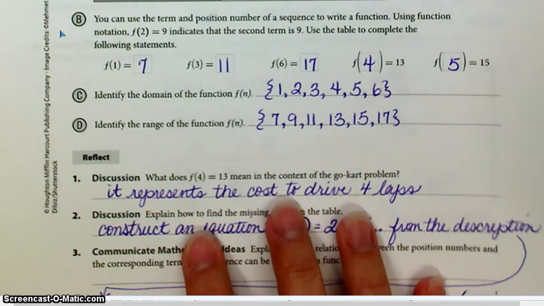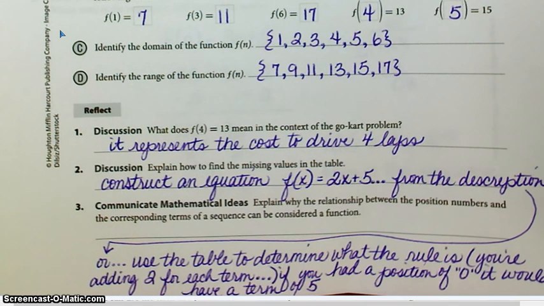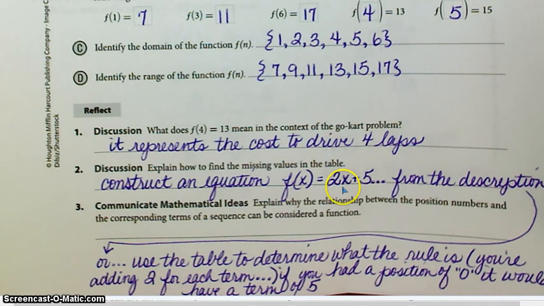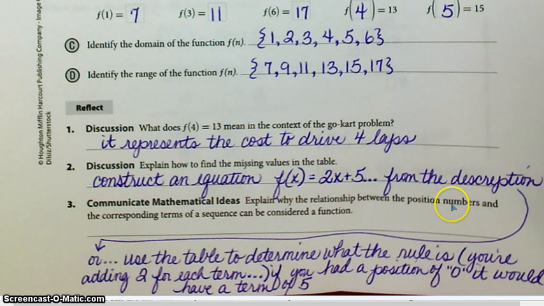Well, you can do a couple of different things. You could look at the data and construct an equation. Okay? It's $2 per lap plus a $5 license fee. This could be your equation in function notation. You could also reason it out from the description. Okay? Or you could use the table. So you could use the values that you do have to figure out what the rule is.